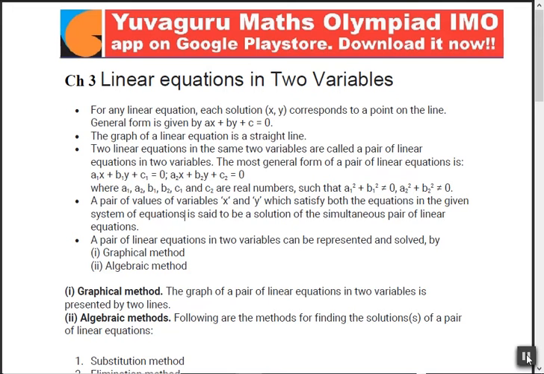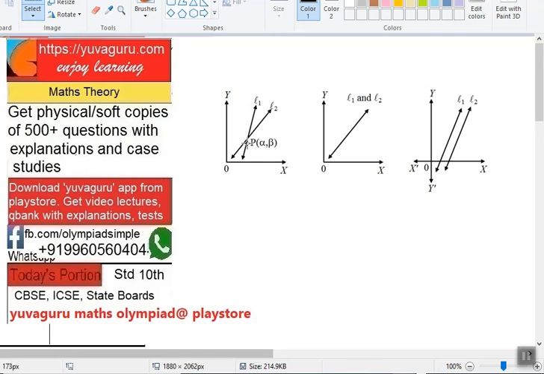Now what is graphical? What do you understand by graph? Graph means it is to be drawn somewhere. So graphical is to be drawn then. The graph of a pair of linear equations in two variables is presented by two lines, right? Because every equation with highest degree 1 can be presented as a line. See this, if there are two equations a1x plus b1y plus c1 equals to 0 and a2x plus b2y plus c2 equals to 0, and we draw them on the graph, then there will be a point where they intersect, and that will be the solution. That is the basic meaning: where both the lines intersect, that is the solution.